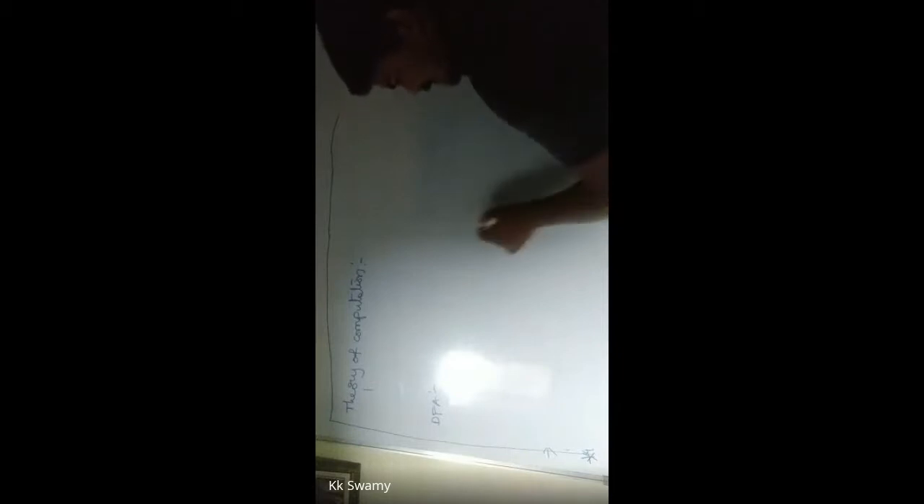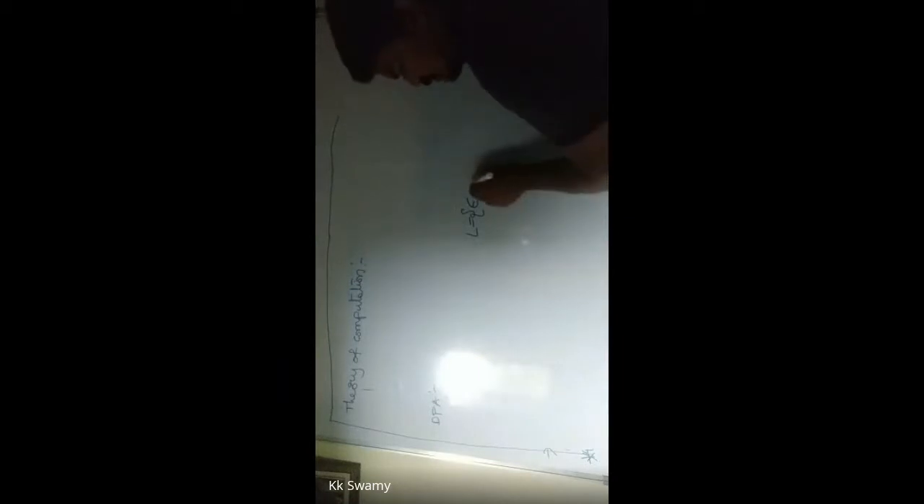Even number of zeros means what? The language L equals epsilon, 2 zeros, 4 zeros, 6 zeros, and so on.